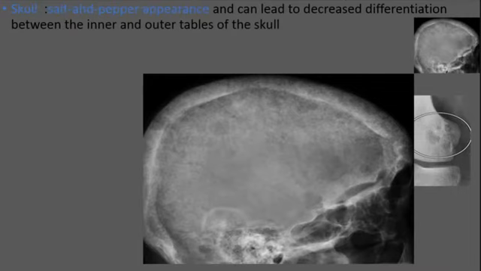In the skull, there is an appearance called salt and pepper appearance, a mottled appearance of the skull vault due to lucency and the remaining bone. It can lead to decreased differentiation between the inner and outer table of the skull. This is what's called salt and pepper appearance, described as mottled due to bone resorption.